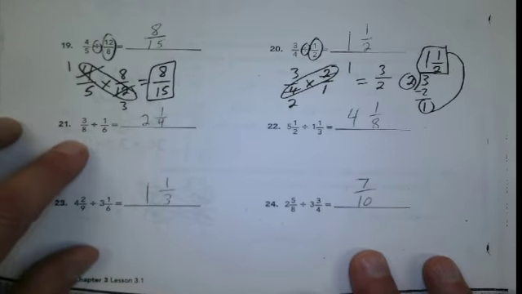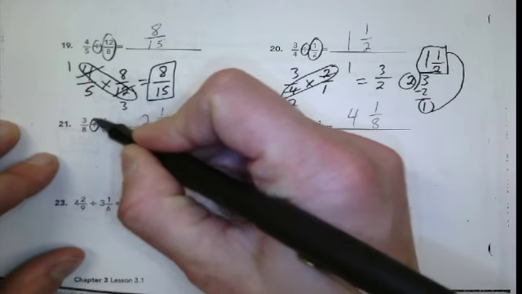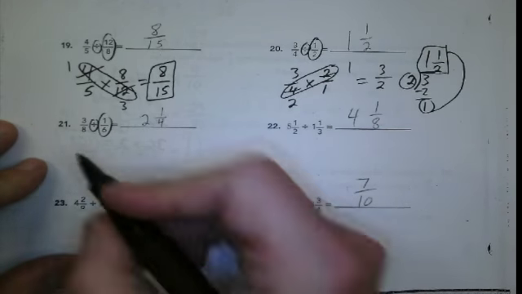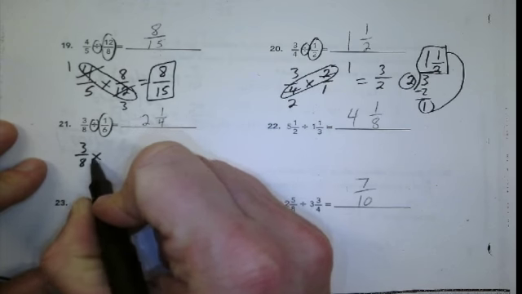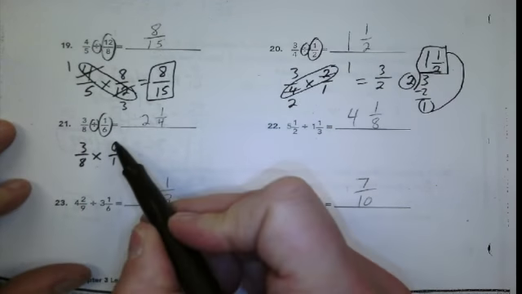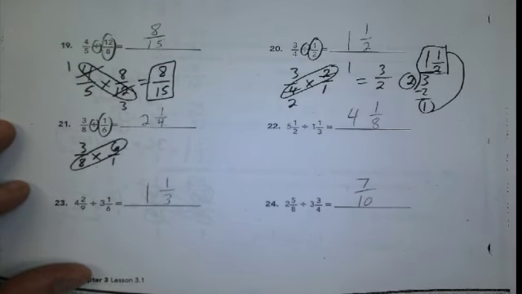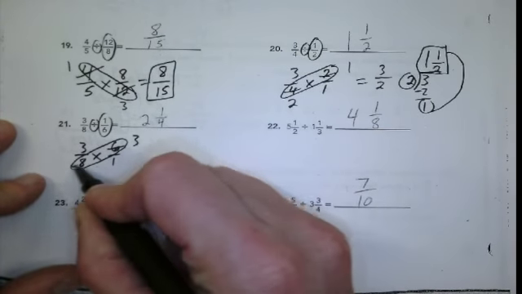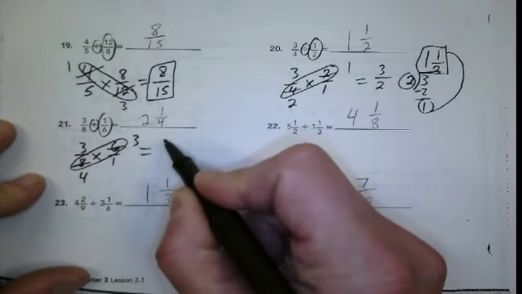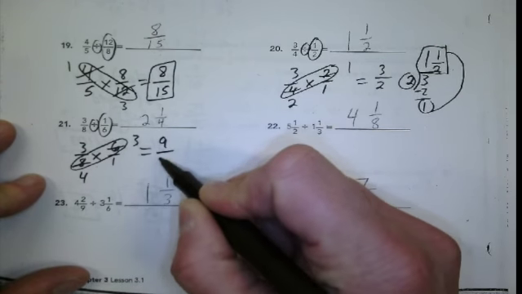Number 21 is 3/8 divided by 1/6. Instead of dividing by 1/6, we want to multiply by its reciprocal. So 3/8 times 6/1. You can simplify your 6 and 8 by dividing both by 2. This would leave me 3 and 4. 3 times 3 on the top is 9. 4 times 1 on the bottom is 4.